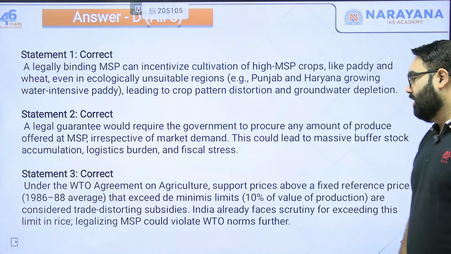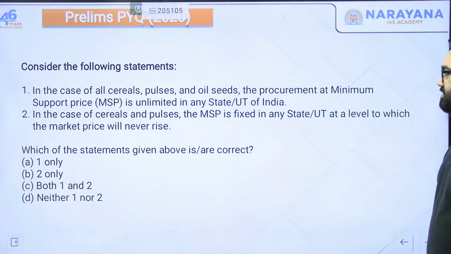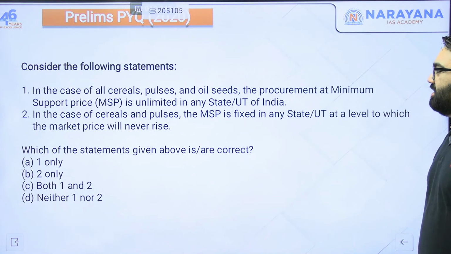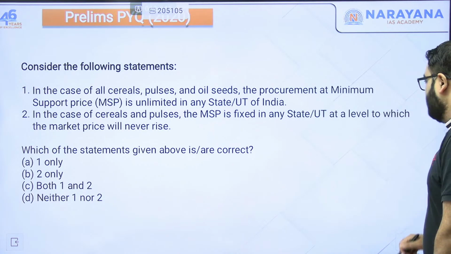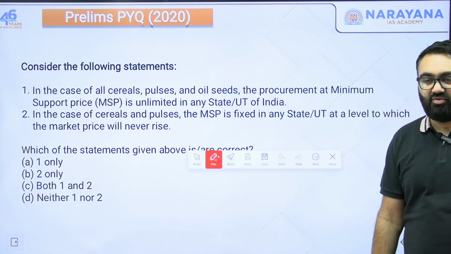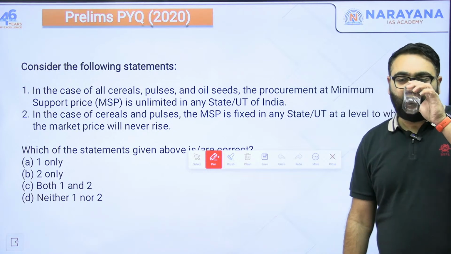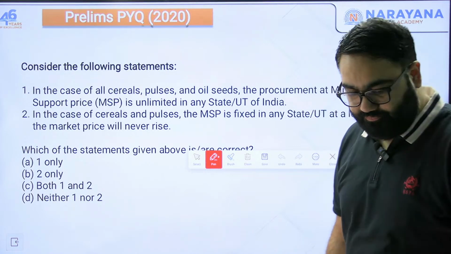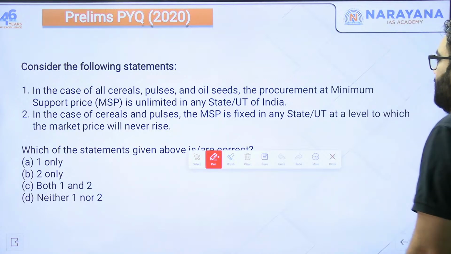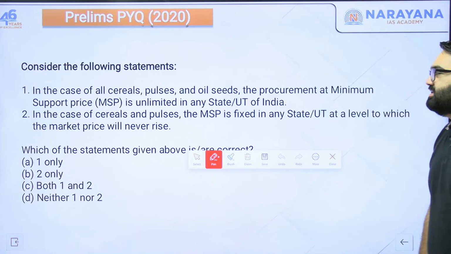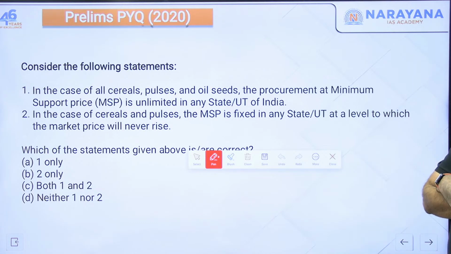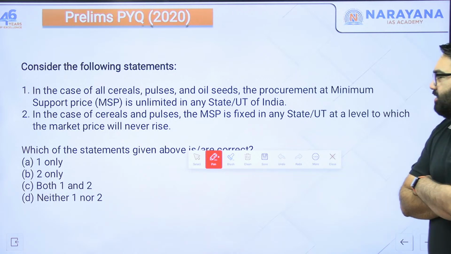Moving on to a related previous year question then. This was a question asked in 2020. Read it carefully and maybe take a pause and see if you can answer this. Consider the following statements. In case of all cereals, pulses and oil seeds, the procurement of MSP is unlimited in any state or UT of India.